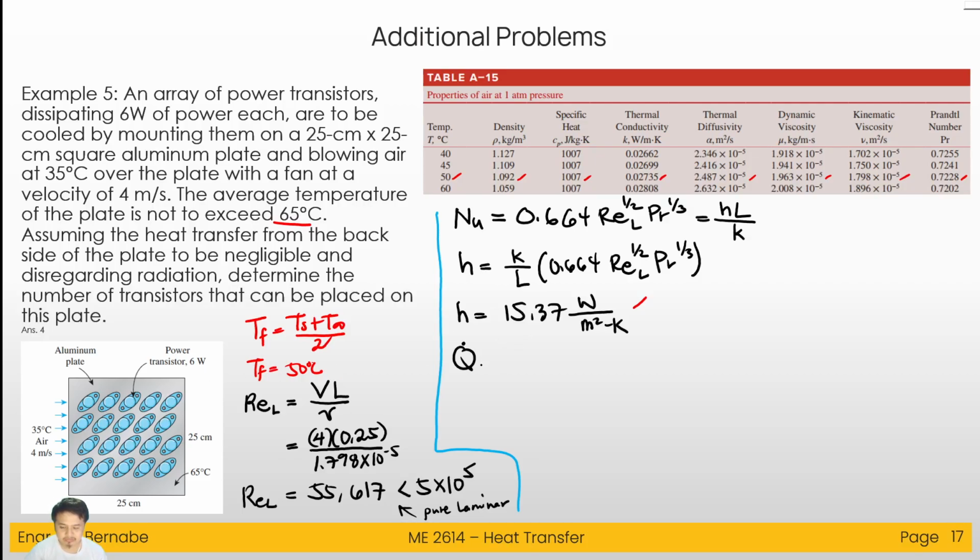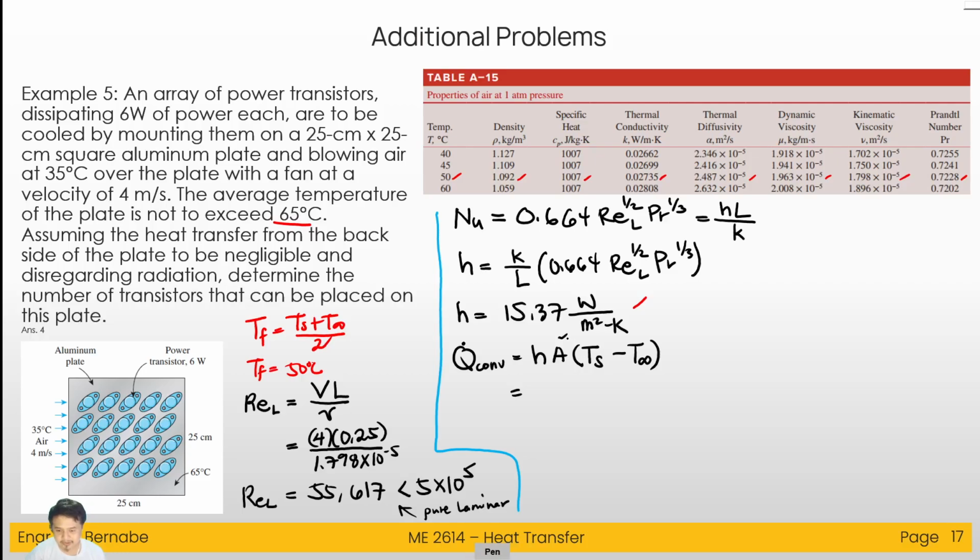To find the convective heat transfer, this is just hA times the temperature difference, which is T infinity minus Ts. In this case it will be negative, but it is all right, it can be swapped. The convective heat transfer could be negative or positive, depending on the direction, going into or out of the body. So I'll just make things positive: Ts minus T infinity. It doesn't really matter in this context. So h here is 15.37.